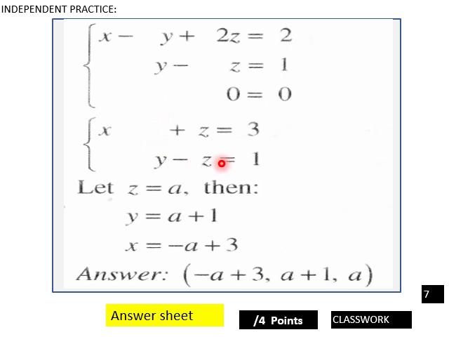And then y minus z will equal 1 here. Let's see here. Let z equal a, then y would equal a plus 1, then x would equal -a plus 3. So we have x here, we have y, and then we have z here. So knowing that, here is our ordered triple for that system. It would be -a plus 3 for x, and then y would equal a plus 1, and then z would equal a from this manifestation here.